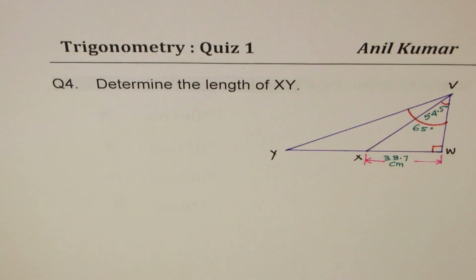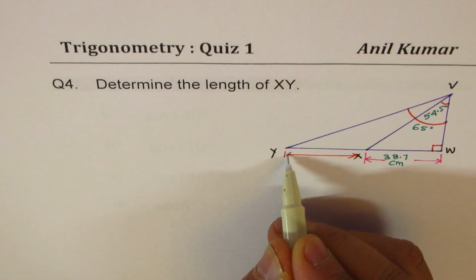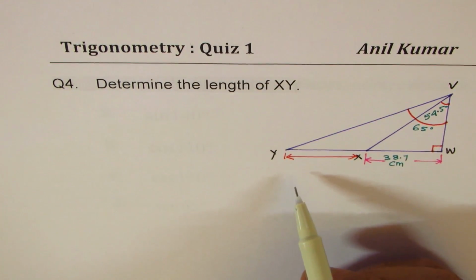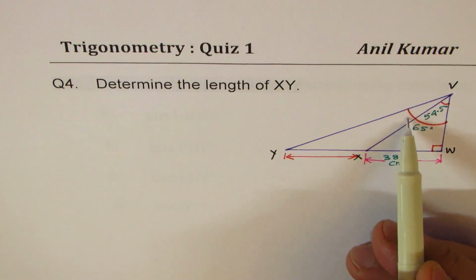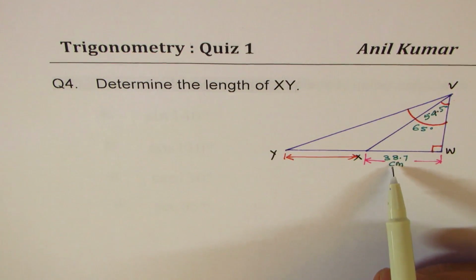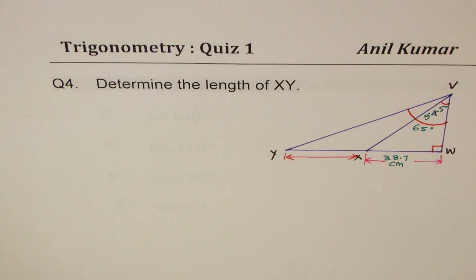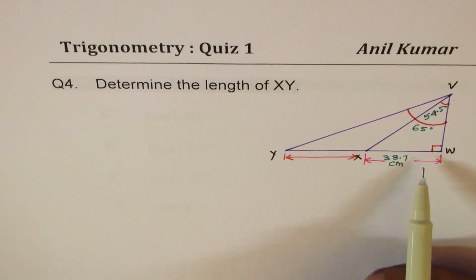Okay, let's move on to question number 4, which is determine the length XY. So the length which we have to find is this length. What we are given in this triangle is these two angles. The smaller angle is 54.5 degrees, the bigger angle is 65 degrees, and the side opposite to the smaller angle is 38.7. Correct? So now you have to find this.